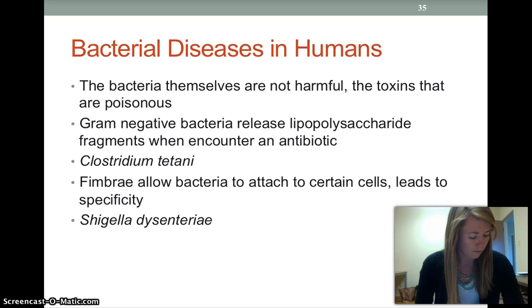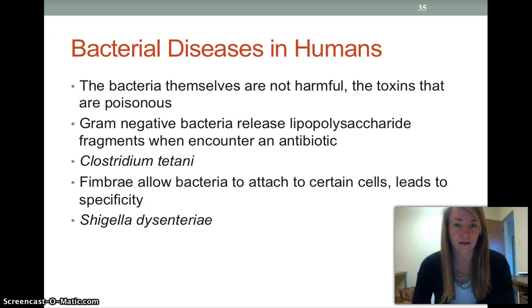So, for example, your textbook talks about Clostridium tetani, which can form an endospore, and when they germinate, they release a toxin that causes the disease tetanus. You guys know if you've ever gotten cut by a piece of metal or stepped on a rusty nail or something like that, you need to get a tetanus shot so that you do not get sick from this bacteria.